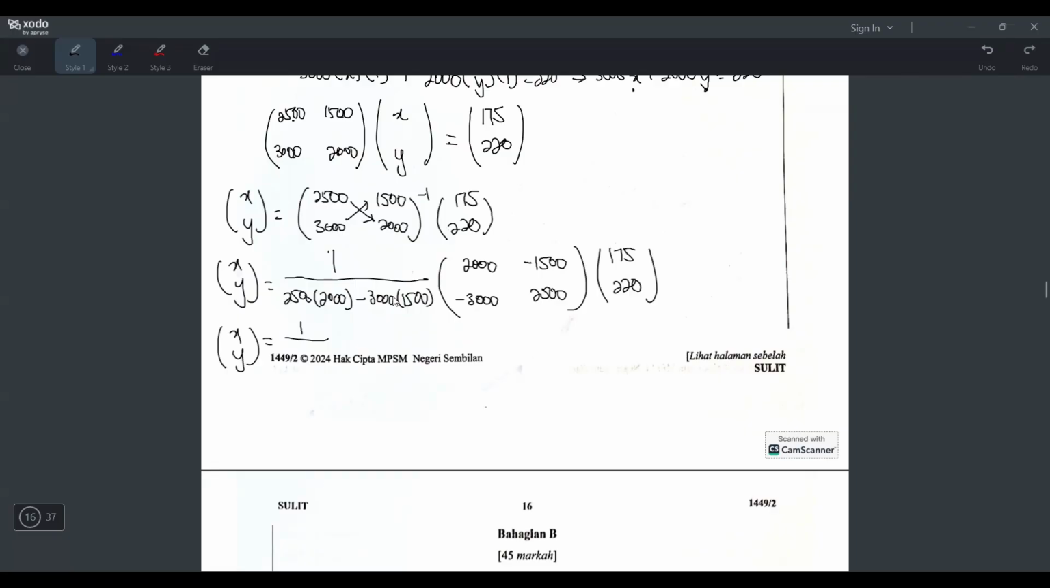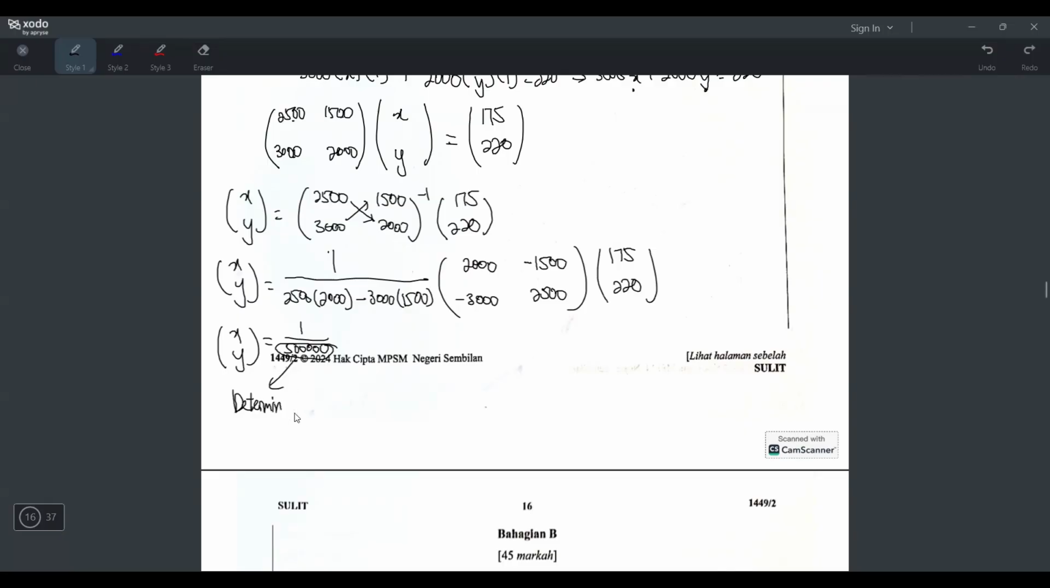Okay, let's calculate. Let's press all this in our calculator. 2500 times 2000 minus 3000 times 1500. My calculator gives me 500,000. Okay, this value down here, we call it the determinant. In Bahasa Melayu it is the penentu, the determinant, right?